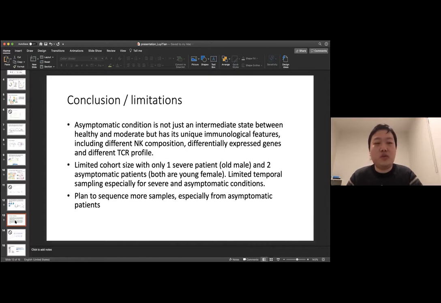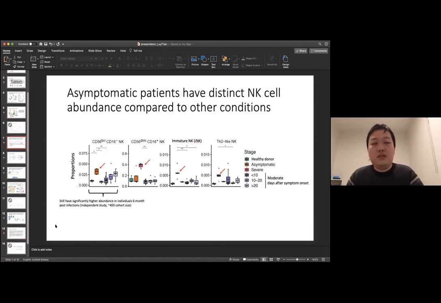Also, some of the results from these 2 patients look quite similar. For example, the NK subsets are also very high for these 2 patients when you collect samples at different time points. Okay, thanks.